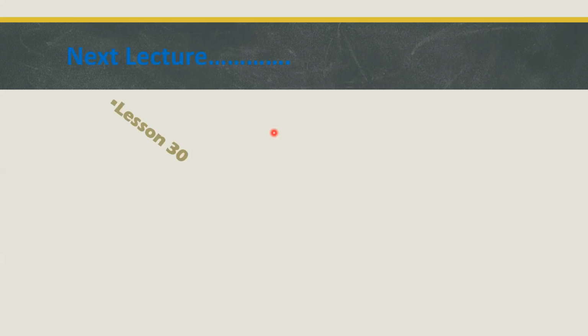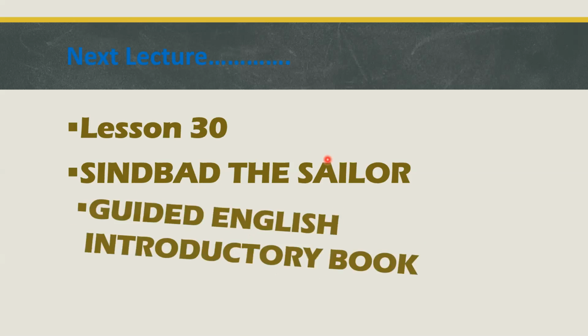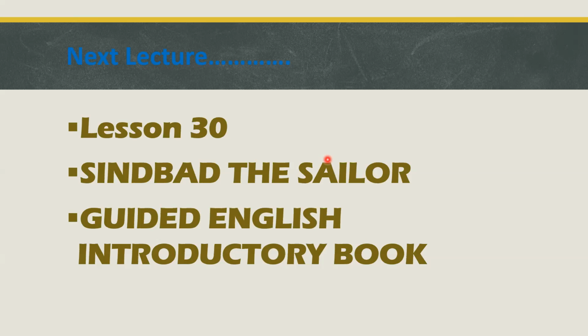What will be the next lecture, dear students? That will be, inshallah, lesson number 30, Sinbad the Sailor, from the Guided English Introductory Book. This will be, inshallah, the last chapter of English A, in other words, our guided books. As you are well aware, we completed the Brighter Grammar Books chapters, and this is the last chapter of the guided English book. After this, we will have the last chapter of the novel, the 27th chapter of Around the World in 80 Days. That will be the last one. So we still have two more lectures, lesson number 30 of the guided book, and then also the novel. So this is the next lecture.